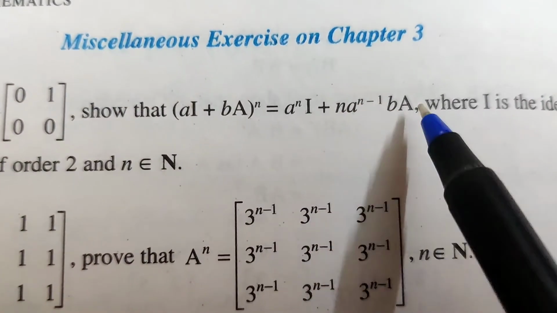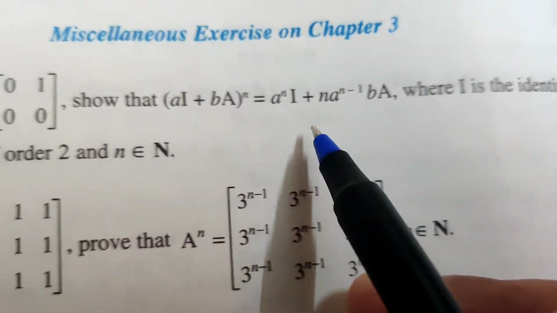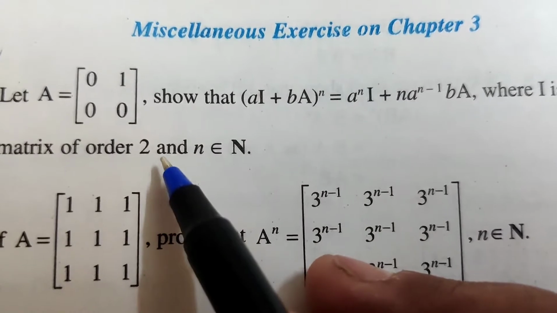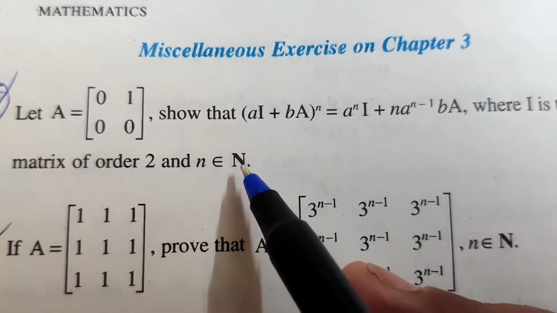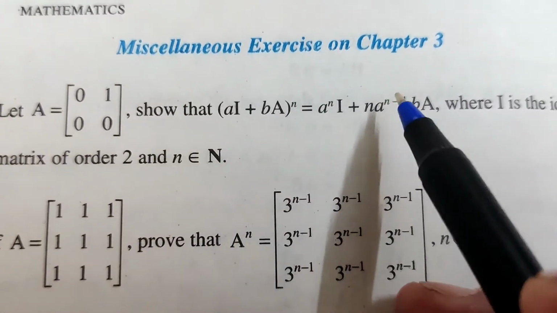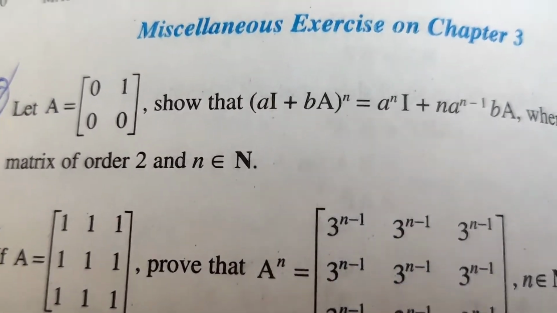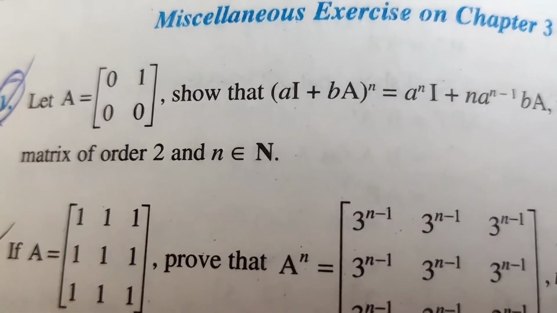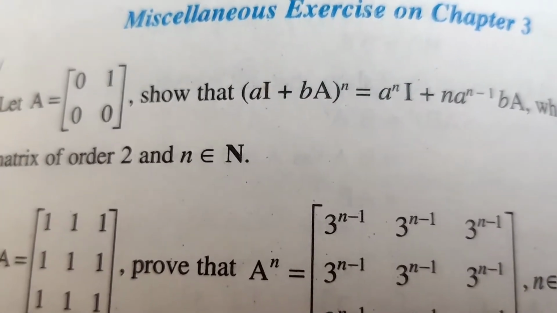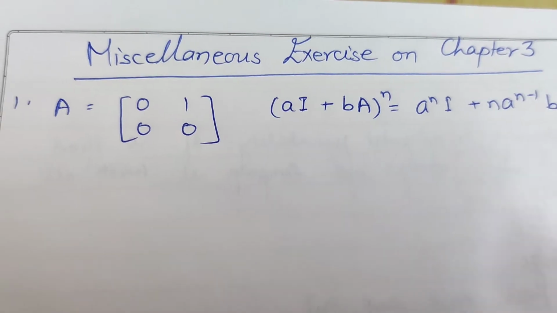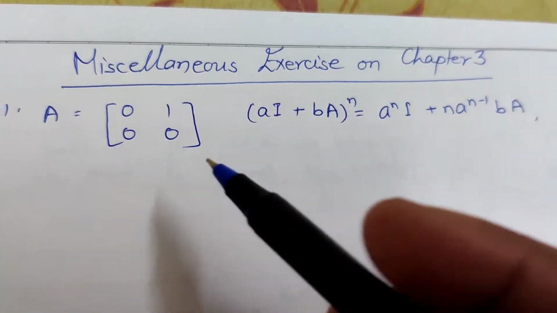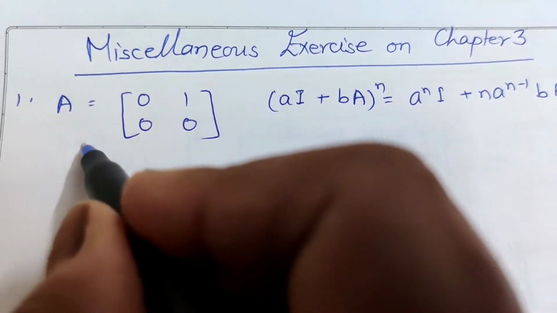where I is the identity matrix of order 2 and n belongs to the natural numbers. Show that this equals this. We have to prove this exercise question by the mathematical induction method. Okay, this is the question. First we have to prove by mathematical induction.